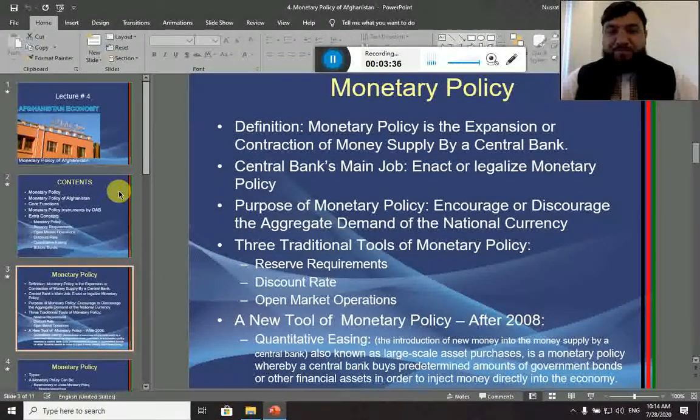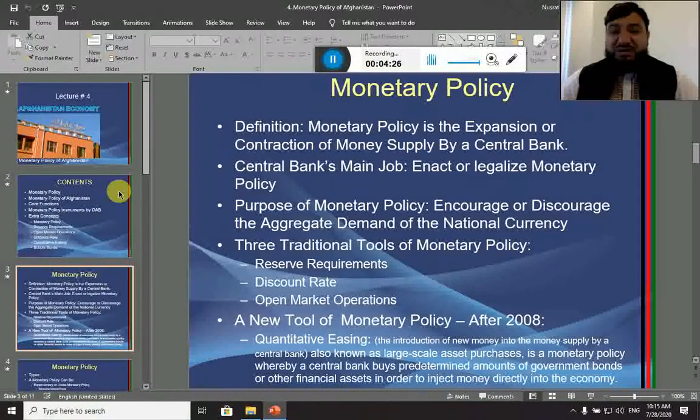Money supply is basically the issuance of banknotes or the national currency to the market for circulation. That's called money supply, right? Every country has a central bank, which is called the bank of the banks, which is responsible for making monetary policy and for publishing currencies and banknotes. In Afghanistan, the central bank is called the Afghanistan Bank, which is responsible for preparing and implementing the monetary policy.